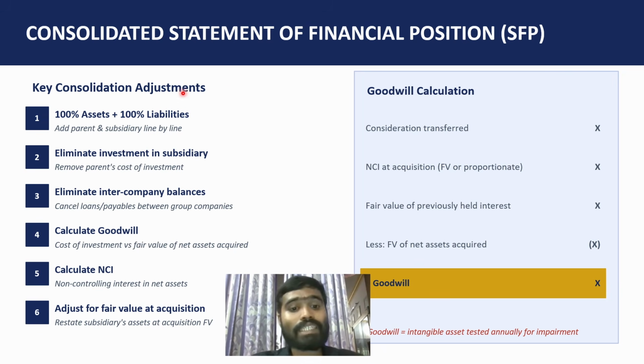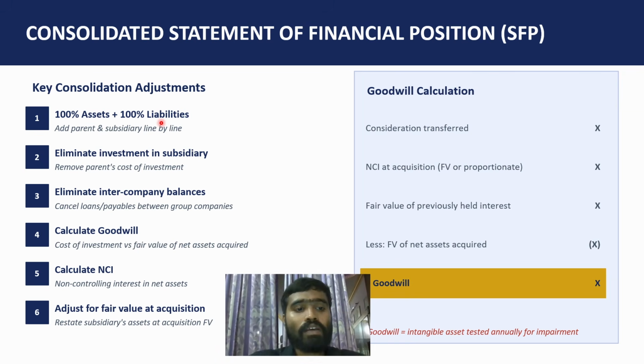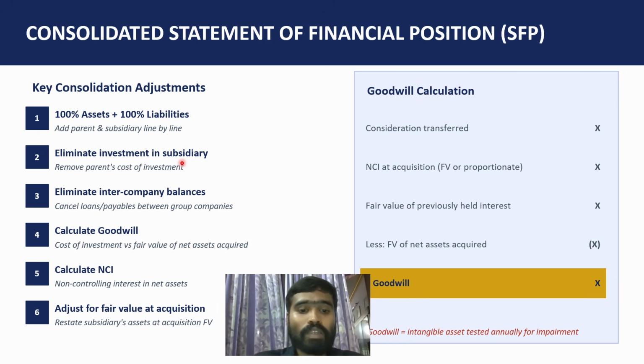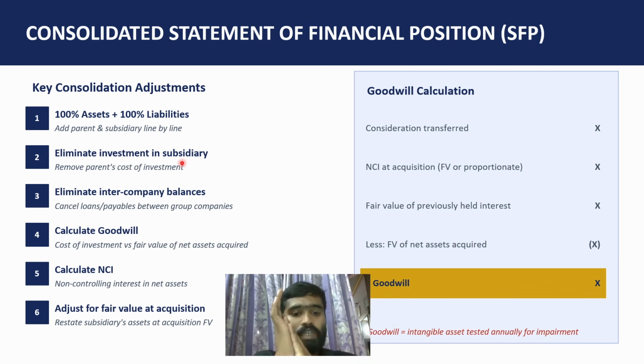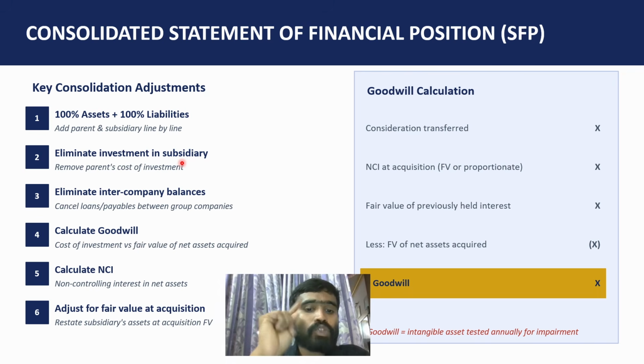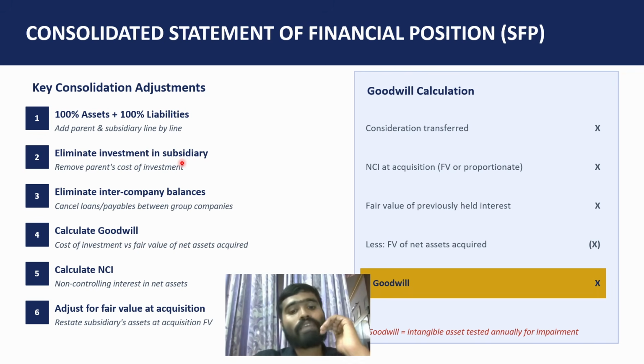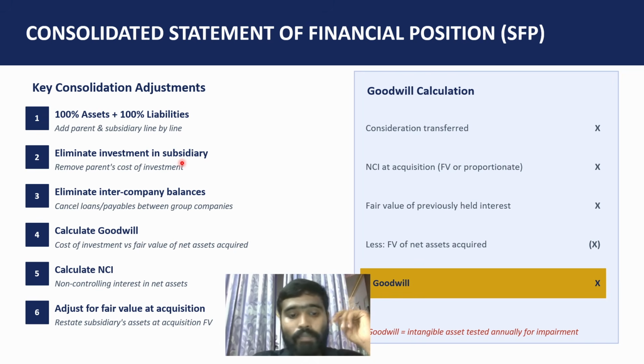So these are the 6 consolidation adjustments. First, 100% assets and 100% liabilities of parent and subsidiary has to be brought together. Then we will eliminate the investment in the subsidiary. Now parent has done investment in subsidiary. So whatever investment we show in parent's balance sheet has to be removed. Same way, whatever share capital we have shown in subsidiary company, that has to be removed.